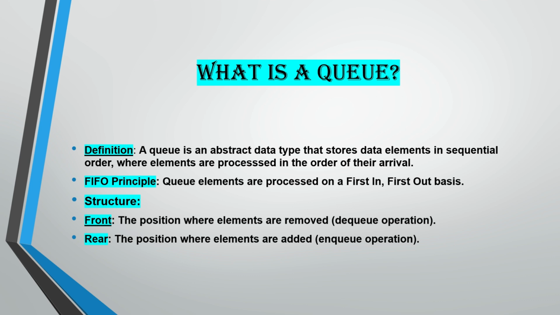The structure of a queue consists of two main points of interaction, the front and the rear. The front is where elements are removed, known as the dequeue operation, while the rear is where new elements are added, called the enqueue operation.